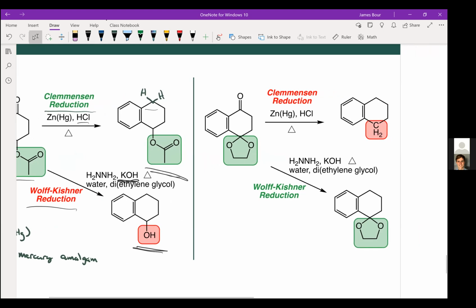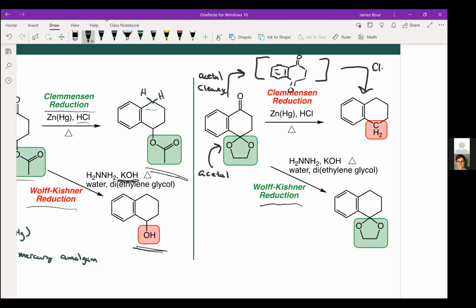In contrast, the Wolff-Kishner reduction is compatible with base-stable groups. So in this case, this acetal is stable to bases and would easily survive a Wolff-Kishner reduction. However, the acetal group, as we learned in the previous lecture, is not acid stable. Acids decompose acetals in the presence of water. And the Clemmensen reduction would cleave both our acetal as well as the intermediate ketone. So you may be wondering, if we just cleave the acetal, why does a methylene show up there? Well, it goes through this intermediate here. And then does a Clemmensen reduction on both.